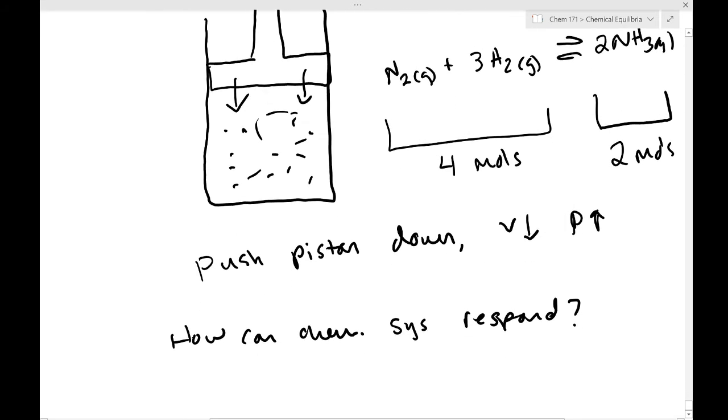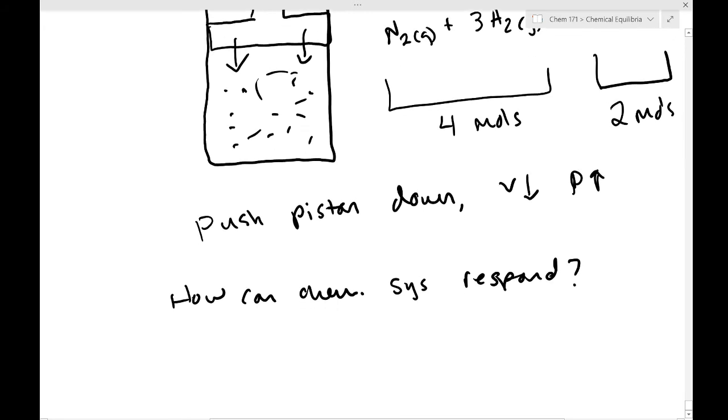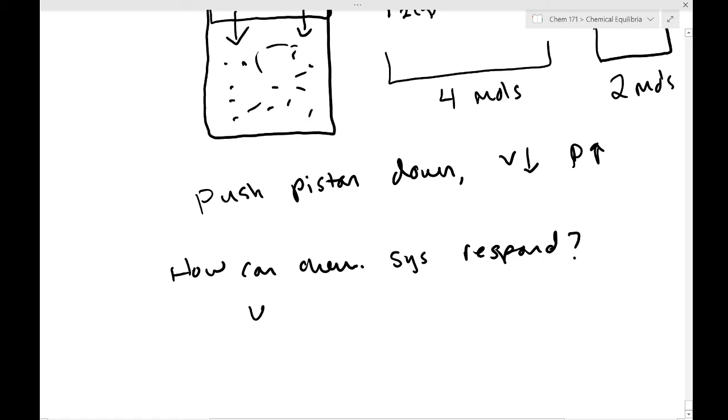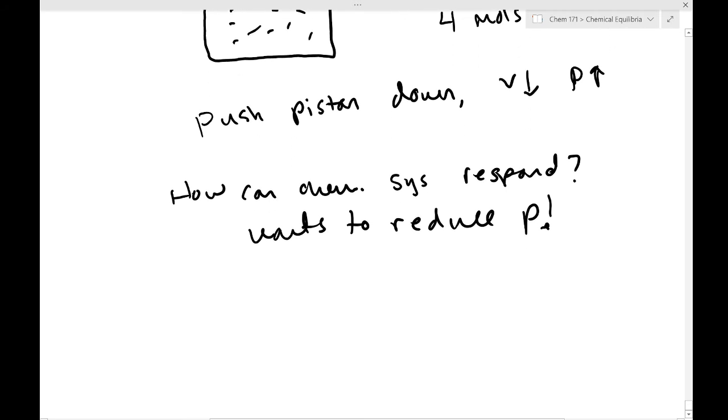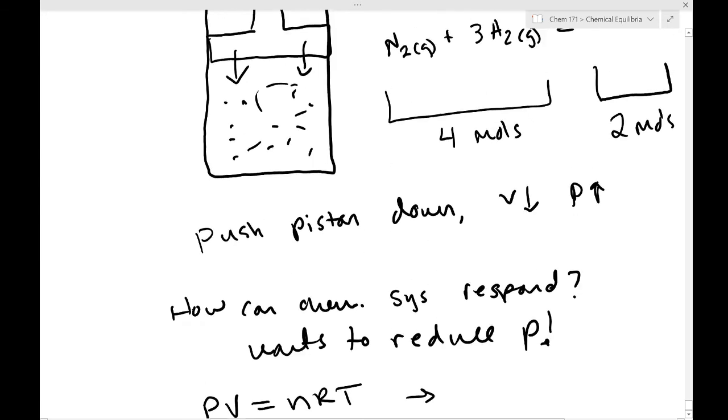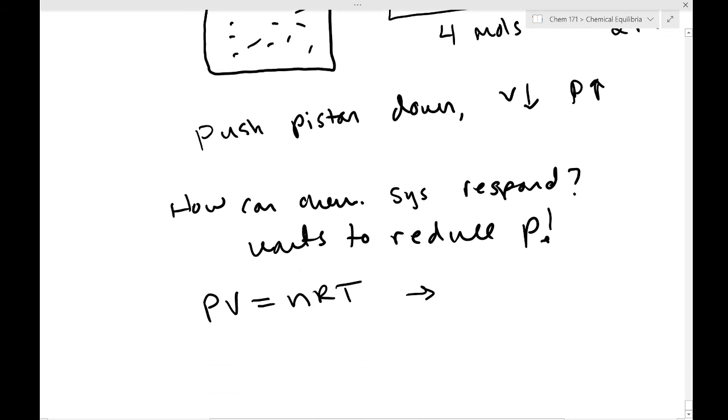How does it respond? So it wants to reduce the pressure to get back to equilibrium. So it wants to reduce that extra pressure and get back to equilibrium. How can it do this? How can it reduce that pressure? Remember the ideal gas law. PV is equal to nRT. An important piece of this, at least in relationship to this system that we have up here, is that pressure is directly proportional to the number of moles.